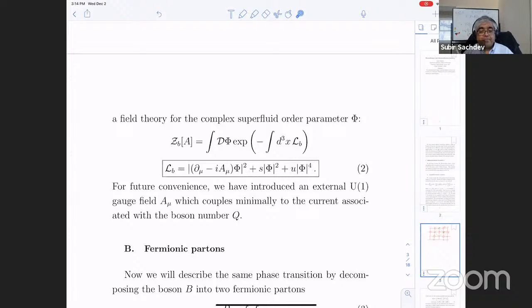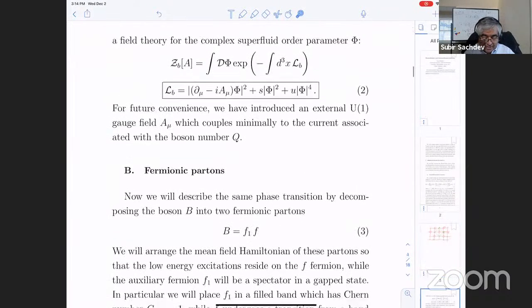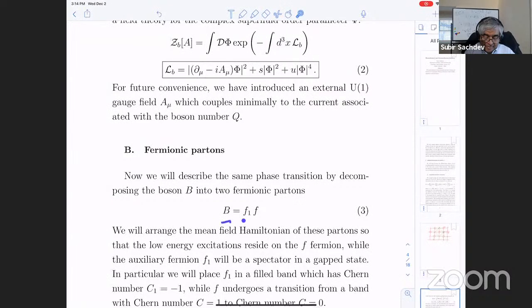Okay. All right, so now we're going to write this theory in a completely different way. So what's the basic trick? The trick is the trick we've been employing over and over again. We're going to take our boson and write it in terms of two fermions. We're going to split it into two fermionic partons, which are called F1 and Fc.